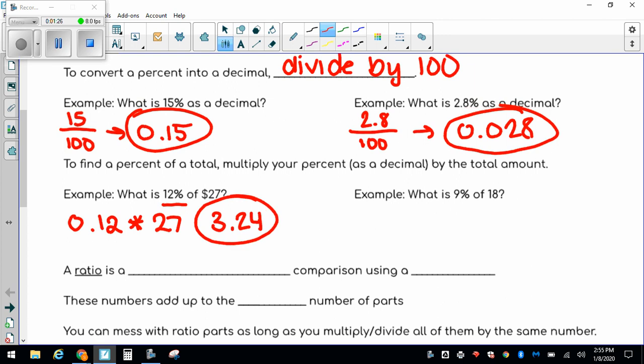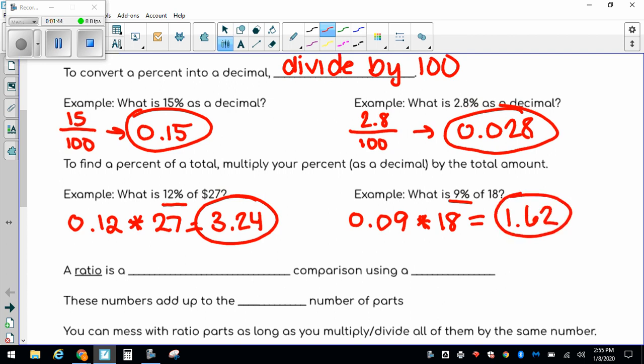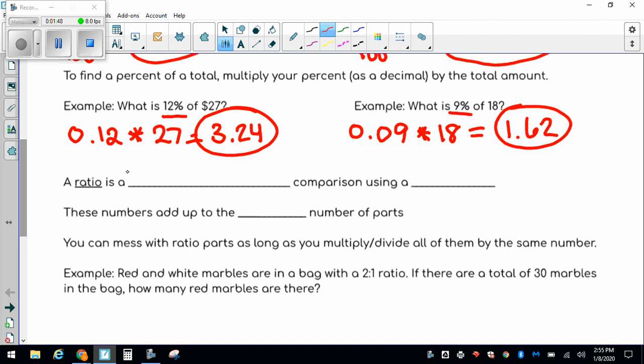Over here, if I do 9% of 18, firstly, 9% is 0.09 times 18. I forgot my equal sign over here. 0.09 times 18 is 1.62. Easy enough. A ratio is a part-to-part comparison.